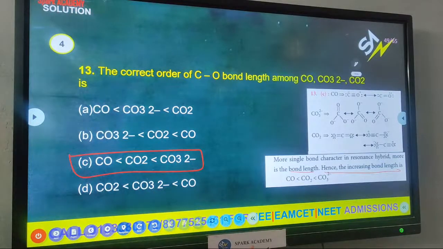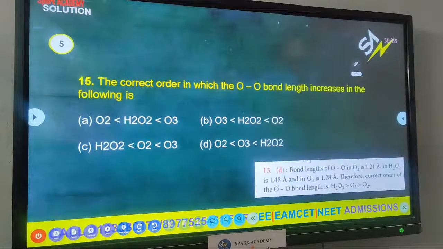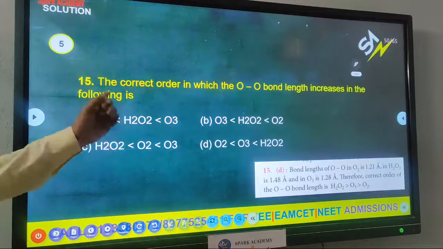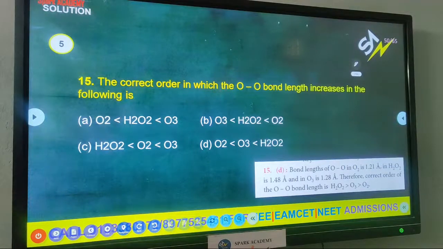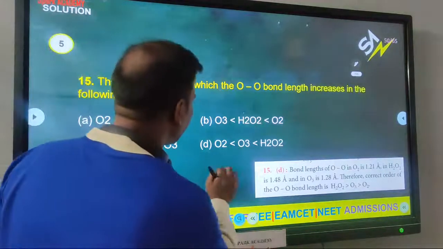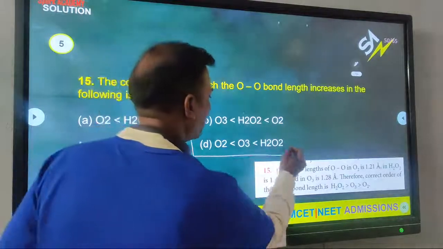Can we go to the next question? Yes. The next question is the 15th question. The correct order in which the oxygen bond length increases in the following. O2 contains an oxygen bond, H2O2 also contains an oxygen bond, and O3 also contains an oxygen bond. So the answer is D. But how is the answer D?